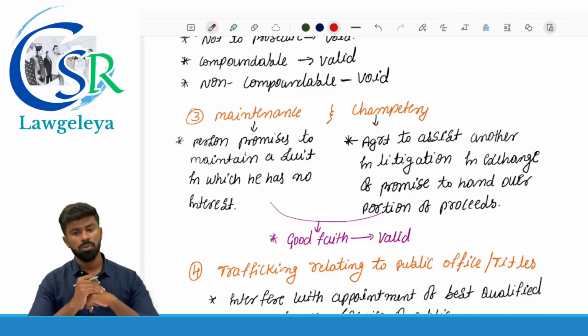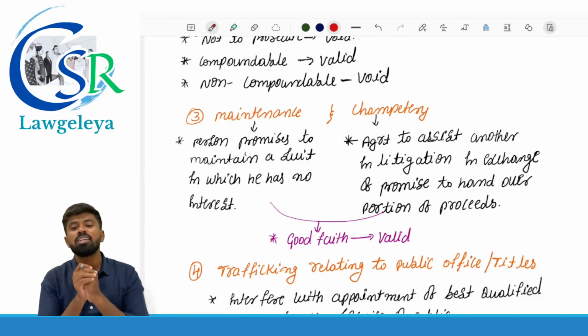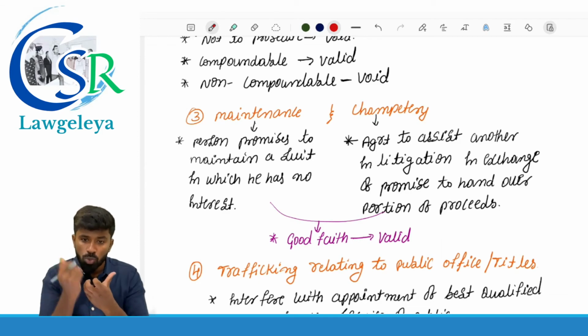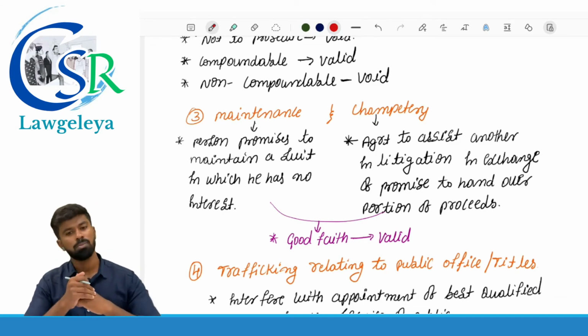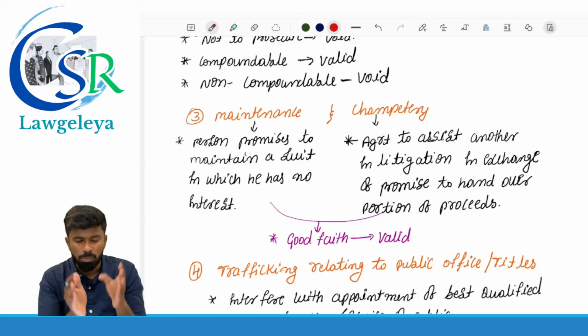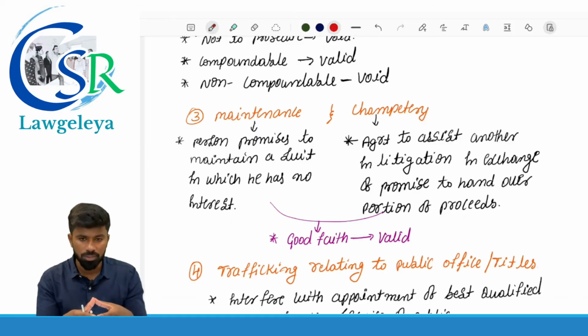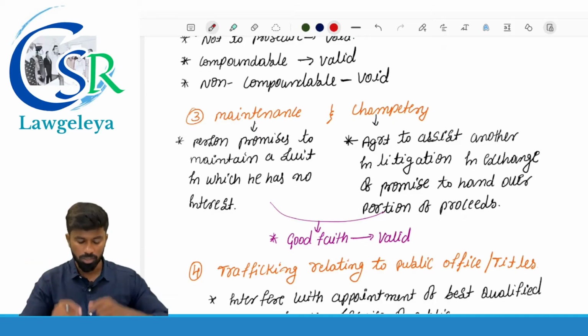Next one, champerty. What is champerty? An agreement to assist another person in a litigation in exchange of a promise to hand over a certain portion of the proceeds is called champerty. Are champerty agreements valid, sir? No, agreements are what? Void. But what if maintenance and champerty agreements are made in good faith for valid, bona fide reasons? Is it valid? Yes, valid.